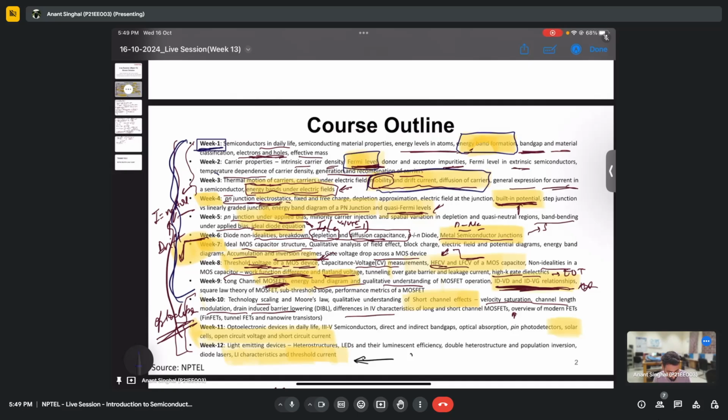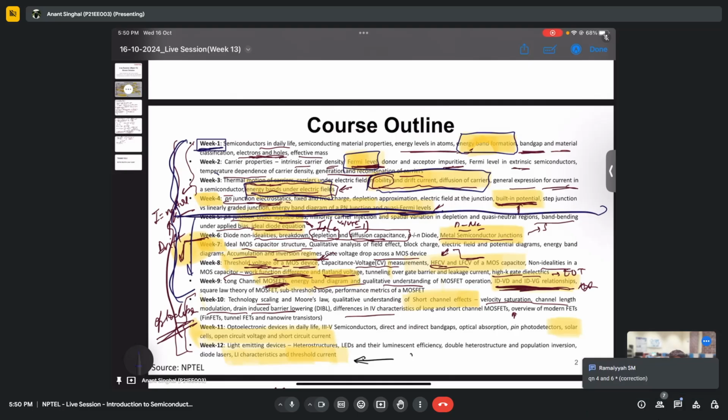Okay, sir. Yeah. So these things you should be able to know. If I would say that you know till week 4 how the PN junction came, then you will be able to do anything after that, because again, the MOS capacitor is also a junction only. So if you know how a PN junction band diagram has been made, then you can do anything.